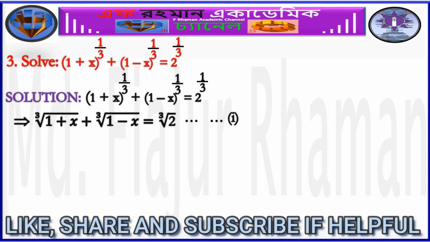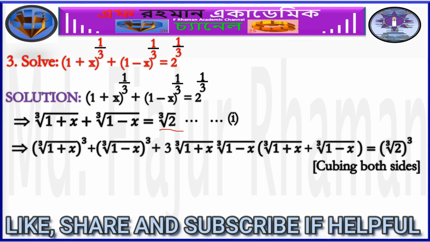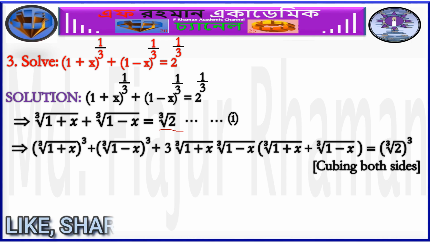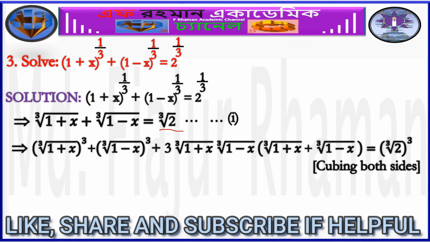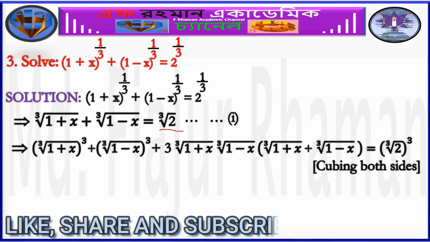Since the radical on the right side of this equation is isolated and the isolated radical is cube root, that's why we have to cube both sides of this equation. Cubing both sides of this equation, we get cube root of 1 plus x whole cube plus cube root of 1 minus x whole cube plus 3 into cube root of 1 plus x into cube root of 1 minus x within first brackets cube root of 1 plus x plus cube root of 1 minus x is equal to cube root of 2 whole cube.